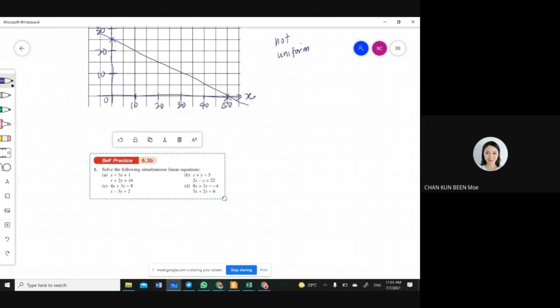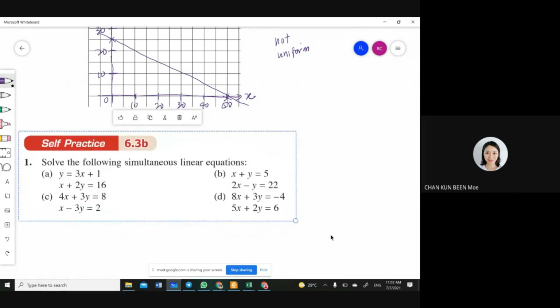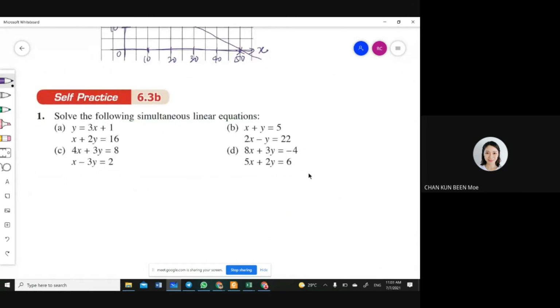Extra exercise for you today. I want you to do the skill practice of 6.3b. This one, you don't have to do all. Solve the following simultaneous linear equations. I just want you to give me one, I think one or two. Two lah. You give me B and D. This one is from your book, 6.3b, B and D.